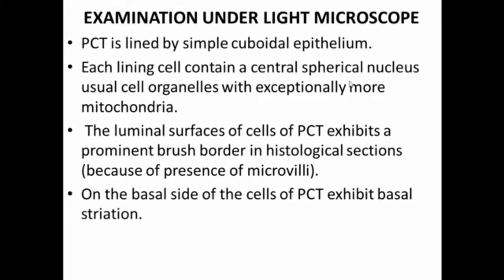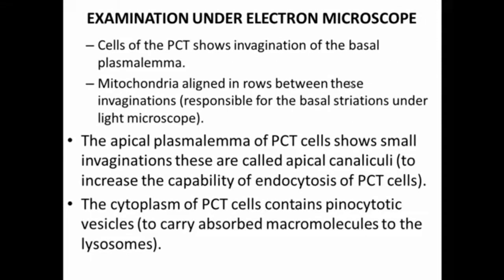Each lining cell contains a central spherical nucleus, usual cell organelles, with exceptionally more mitochondria. The luminal surface of the cells of the PCT exhibits a prominent brush border in histological sections because of the presence of microvilli. The basal side of the cells of the PCT exhibits basal striations. Now the cells of the PCT show invaginations of the basal plasmalemma and mitochondria lined in rows between these invaginations, which is responsible for the basal striations under the light microscope.